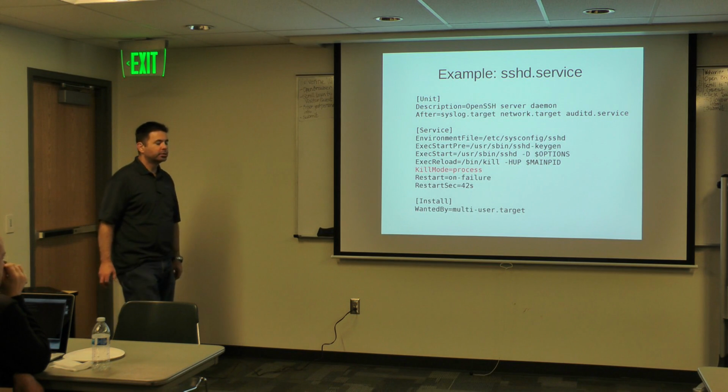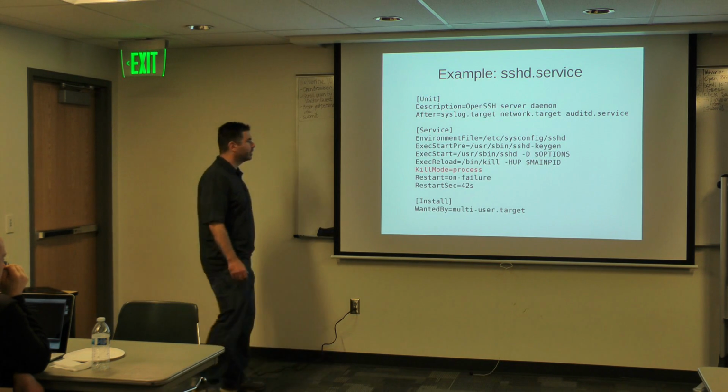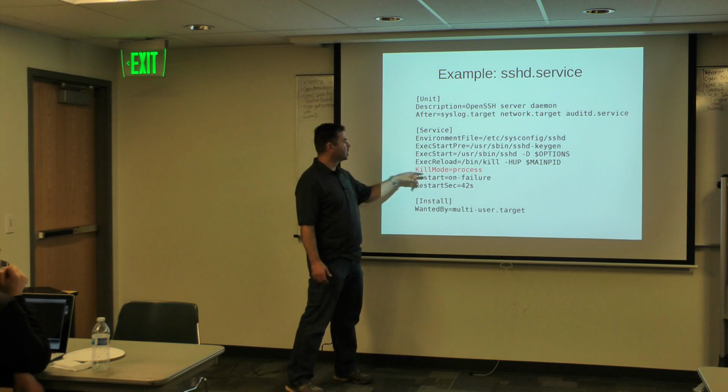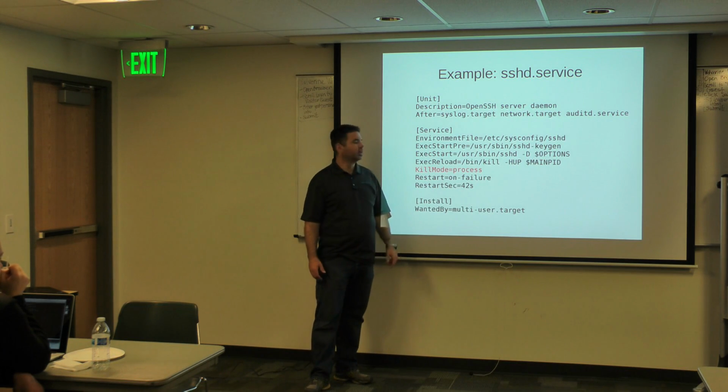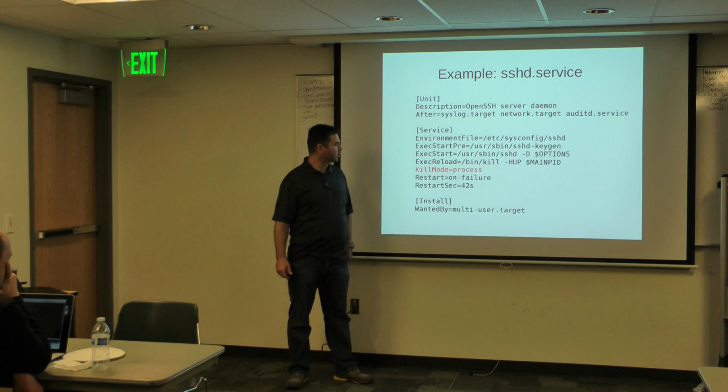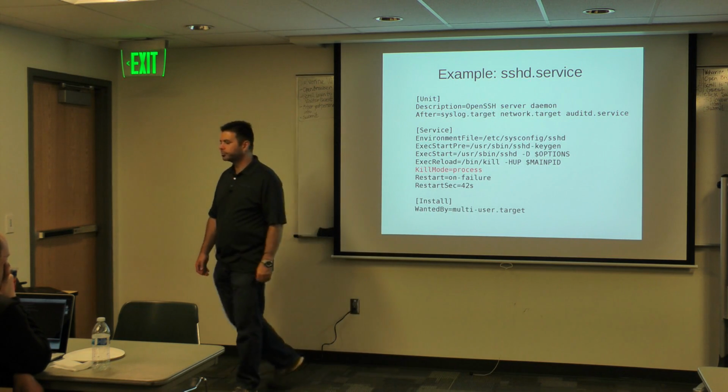Kill mode. I don't remember all the different values for this, but in this case, we're actually killing the process ID. You can specify here that you want it to be a C group. So with the C group, you're killing every process within the C group. There's a couple other kill modes as well.